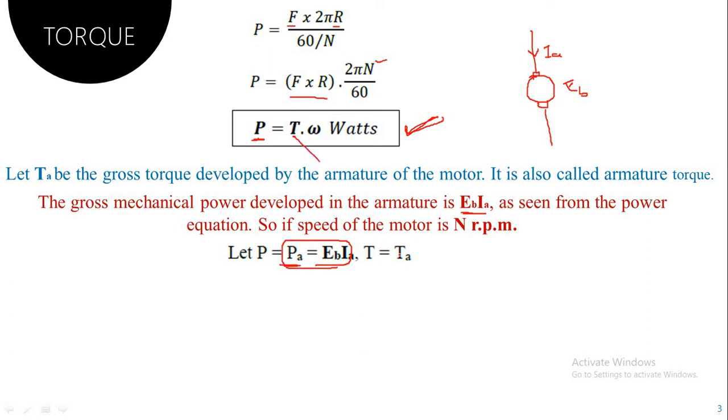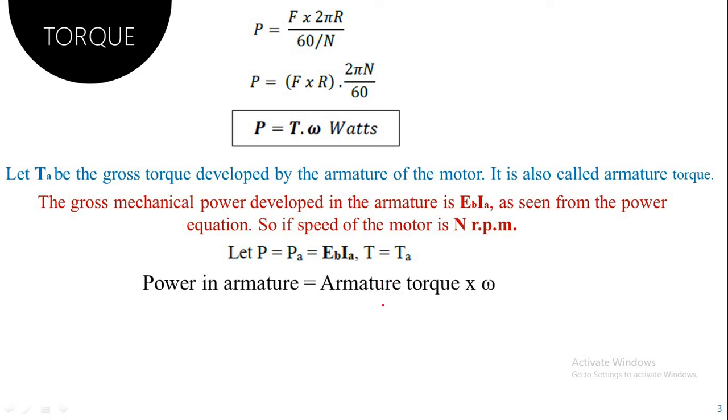Instead of T, I'm going to write TA, that is, instead of torque, I'll represent it in terms of armature torque TA. Omega, we know the angular speed, is given by 2 pi N by 60. So let us define power in the armature, PA, equals armature torque TA into omega. Substituting the value of power in the armature, EB into IA equals TA into omega.